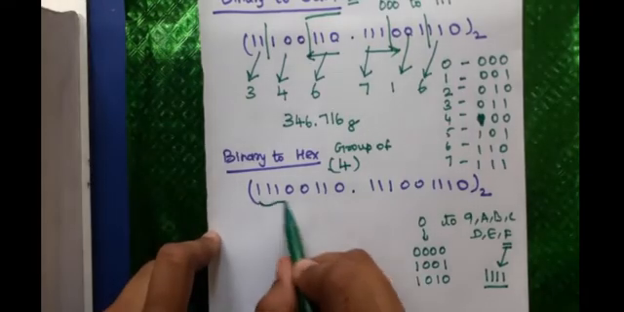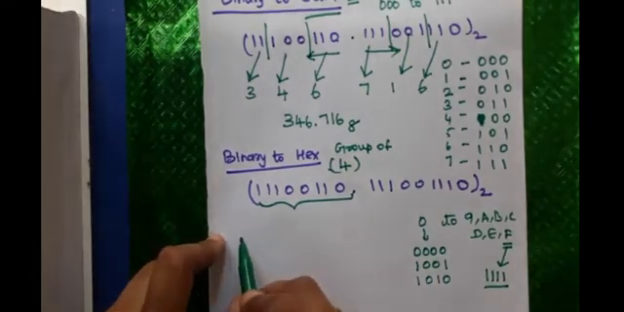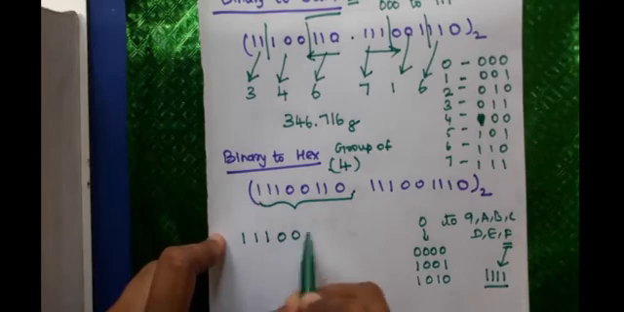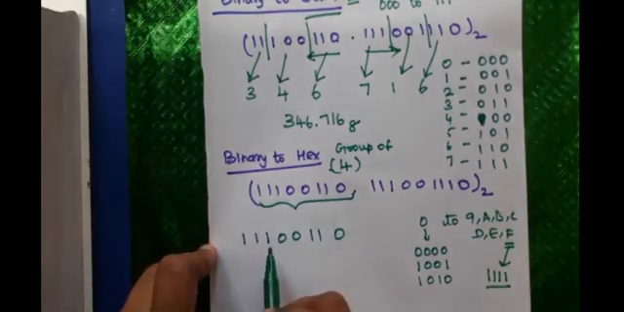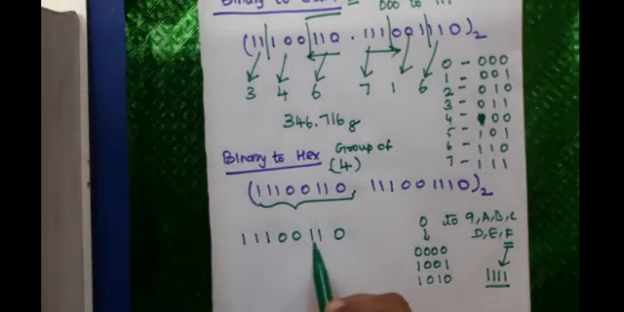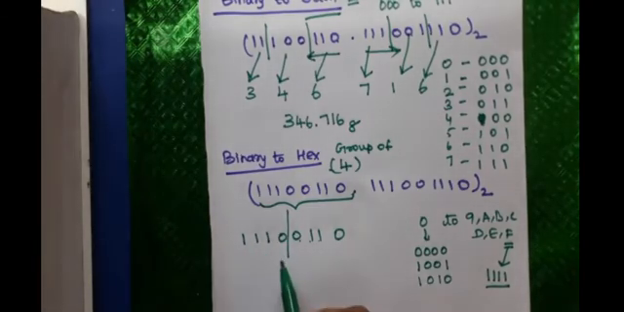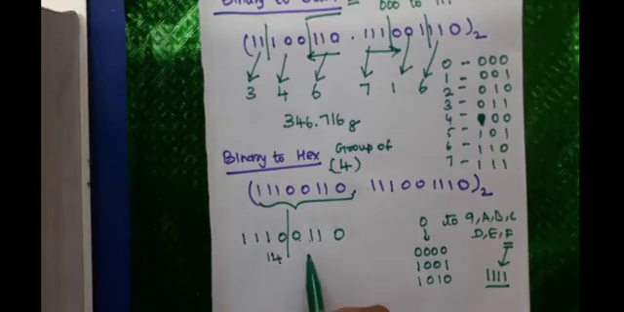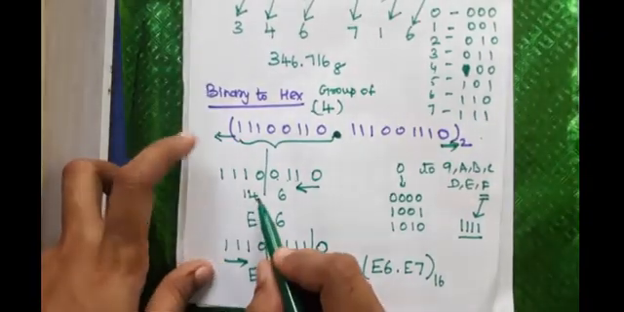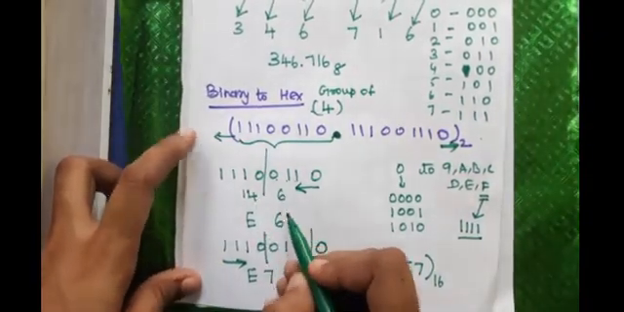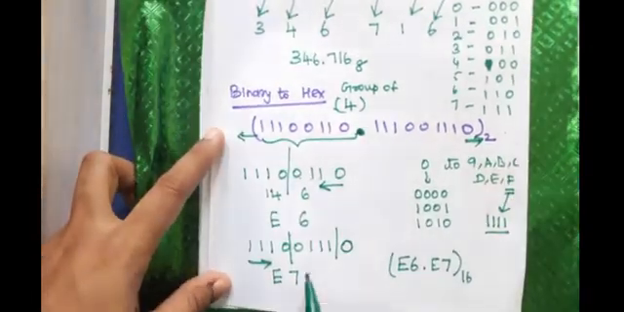Now, taking the whole number part 1110 0110, I am grouping in terms of 4. So these 4 numbers and these 4 numbers are a group. So I can write it as this is 14 and this is 6. 14 can be written as E and 6 is written like this.